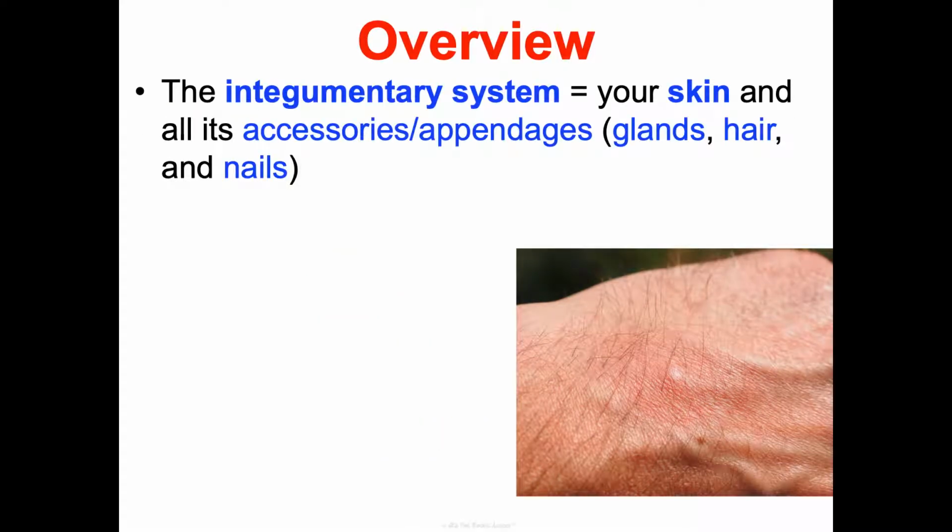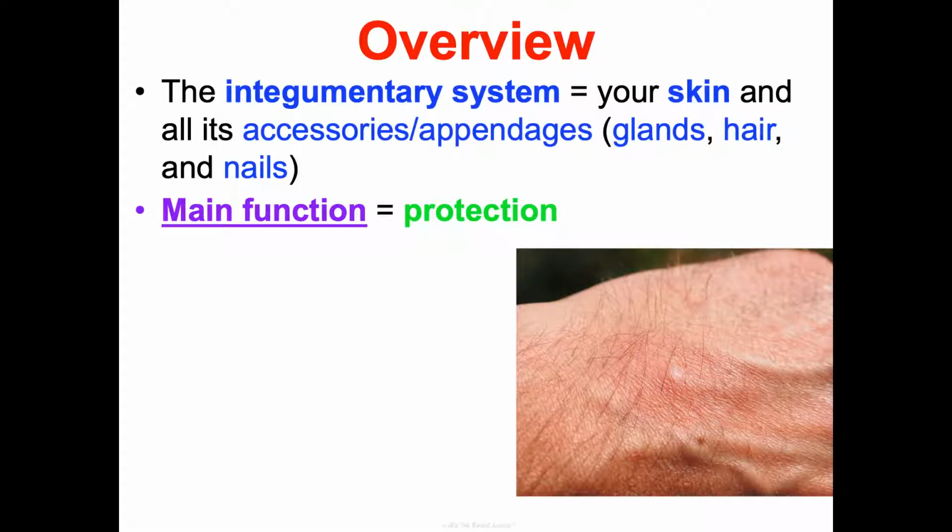So, what is it? It is your skin and then all its accessories or appendages is what we really refer to them as, your skin appendages. So that would be things like glands, hair, and nails. The main function is protection, which is why I think it fits so perfectly in this unit. It does do so many other things though, which we will get into.